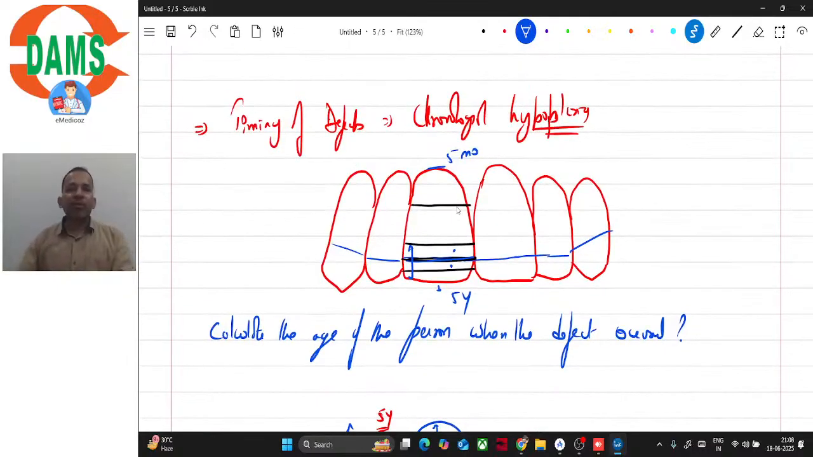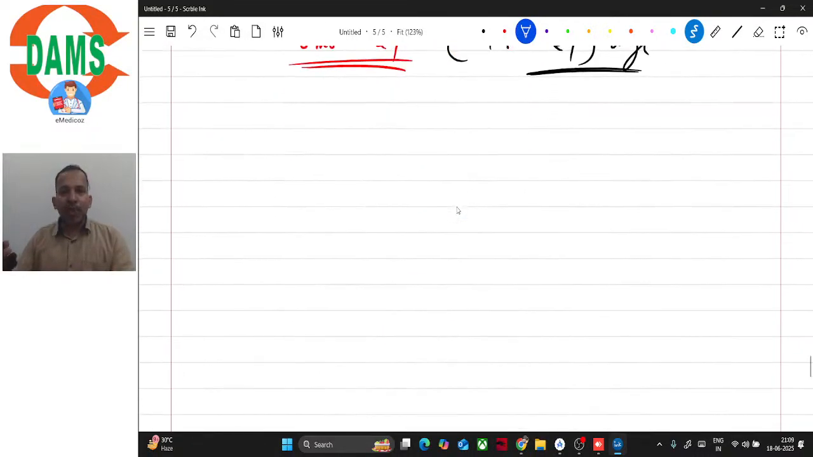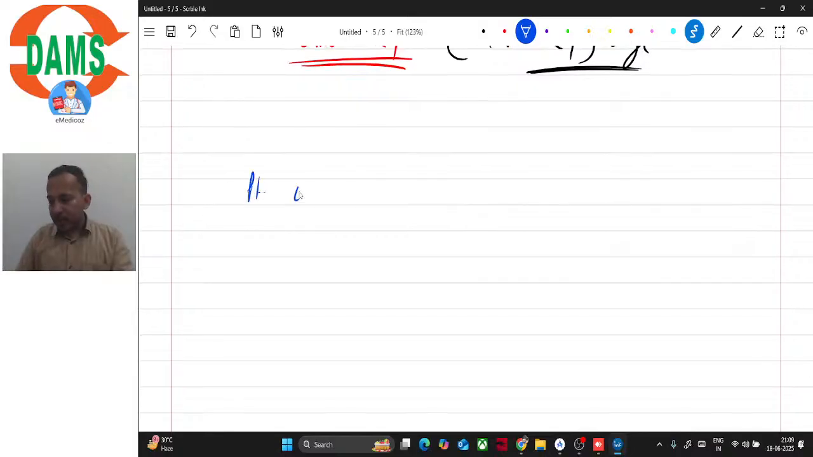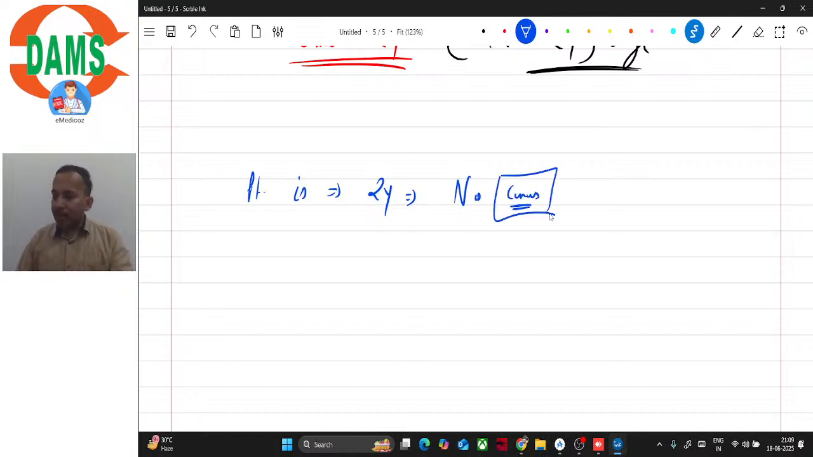So we can calculate the timing of defect. We can say whether a tooth is missing or not, right? Hypodontia है या नहीं? Let's say the patient is around 2 years of age and no primary canines have yet erupted. So what would you say? The patient is hypodontia, or the tooth has been delayed, or it is normal to not have canines at the age of 2 years? What would you say?